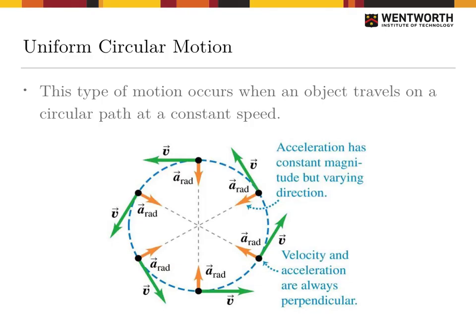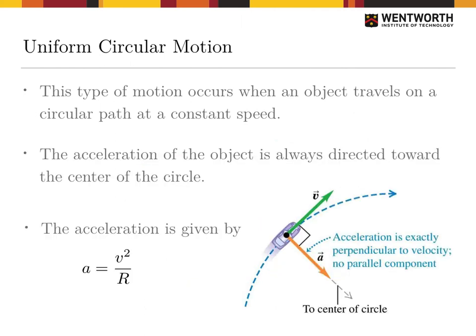First, recall that any object moving on a circular path at a constant speed is undergoing a special type of motion called uniform circular motion. Here the velocity vector is always pointed tangent to the path, and the acceleration vector is directed toward the center of the circle, perpendicular to the velocity vector.